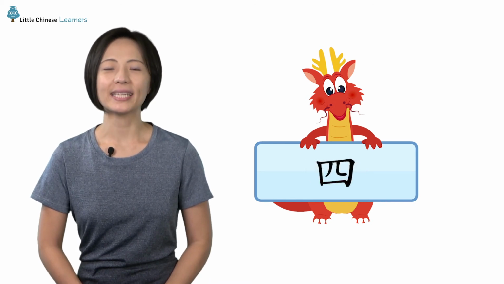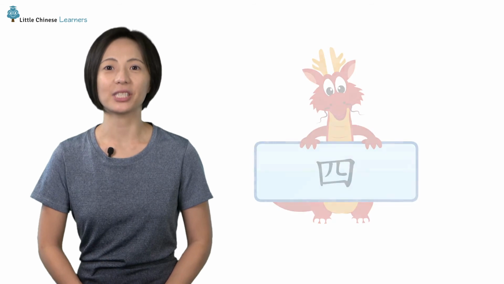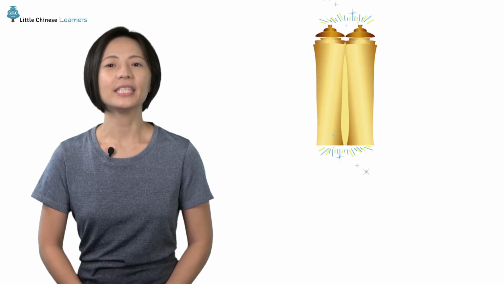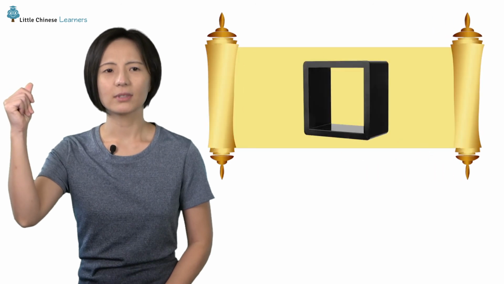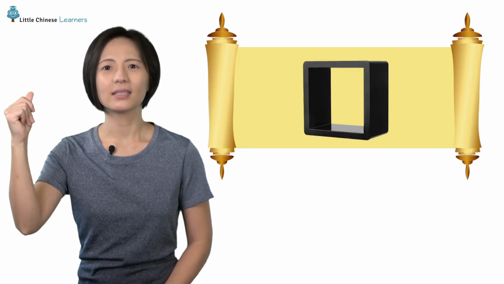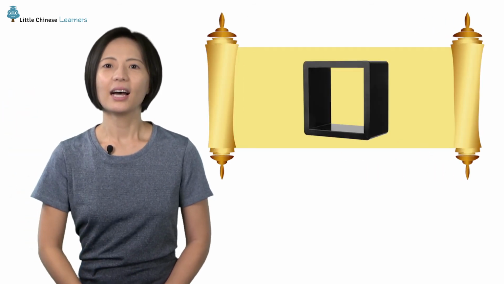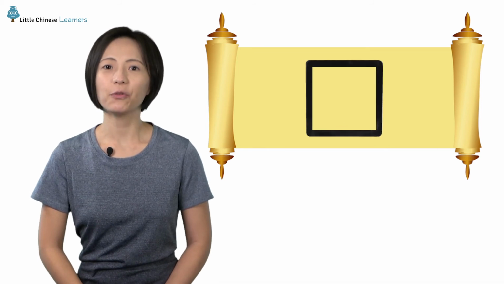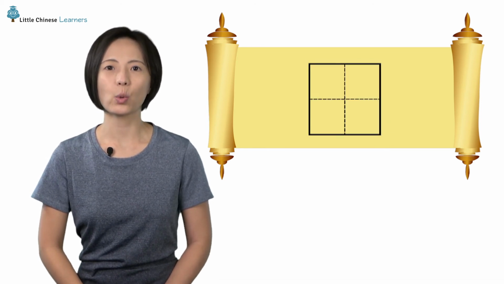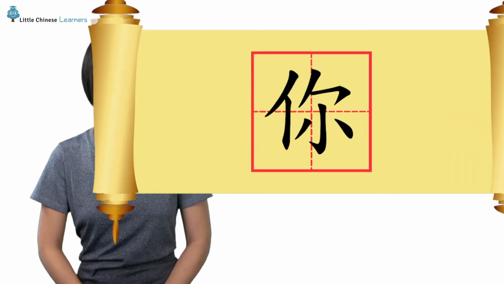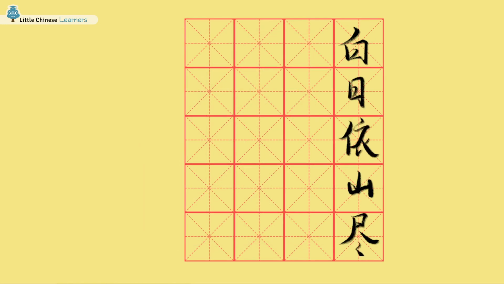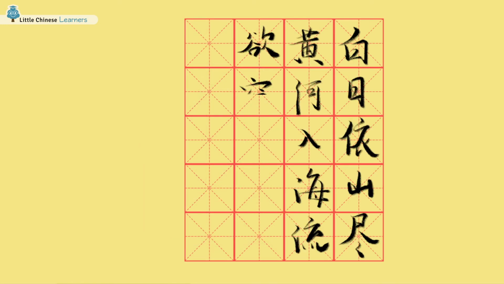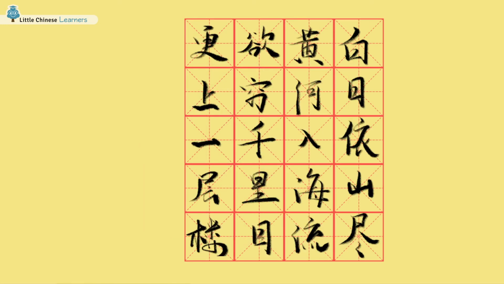To help us write it, it's time for another Mandarin secret. The hint of this secret is a box? Chinese characters are meant to fit neatly inside a square box. This is because the Chinese people believe in balance and harmony. Having the characters fit inside a box also makes them much easier to read.